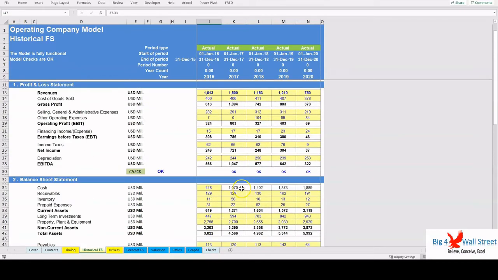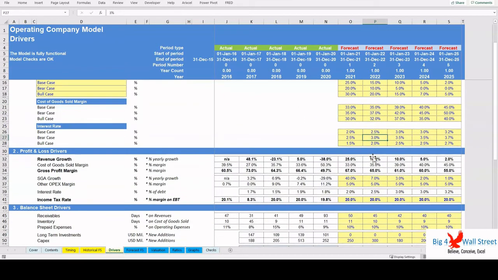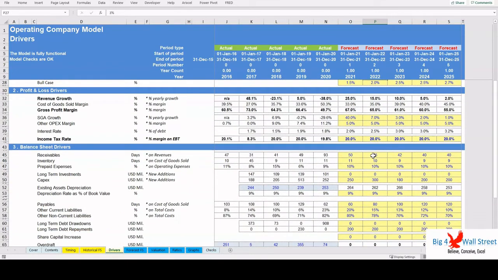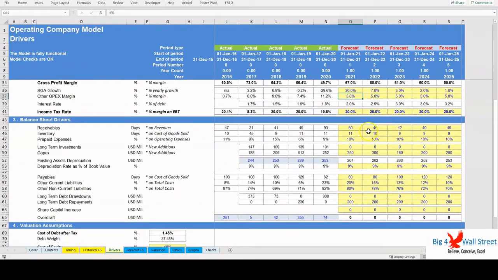On the Drivers tab the user can set the scenario to be used as well as the assumptions for the revenue growth, cost of goods sold and interest rate for each scenario case. Additionally, the user can also modify the profit and loss drivers in the yellow cells such as sales and general administrative expenses growth, other operating expenses margins and income tax rates.